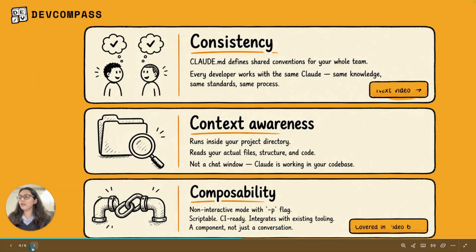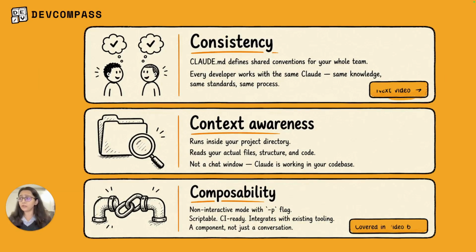Now, there are 3 things that make Claude Code particularly powerful for teams. First is consistency. When you work with Claude via the API, the behavior depends on the prompts you write. Every developer has their own style. Claude Code lets you define shared conventions in a file called claude.md. We will cover this in detail in the next video. Those conventions apply to every developer on the team. Everyone gets the same Claude with the same knowledge of your code base, your standards, your processes.